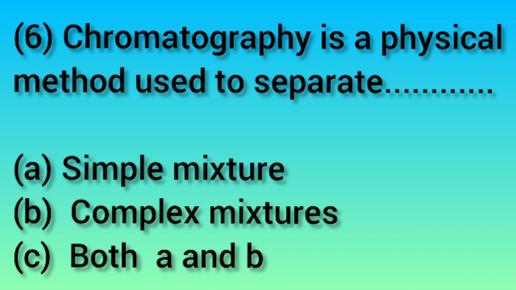So next, let's move on to the next question. That is, chromatography is a physical method used to separate what? Option A is simple mixtures, option B is complex mixtures, and option C is both A and B. Again, it's one of the basic questions relating to chromatography. So chromatography is a physical method used to separate option B, which is complex mixtures.